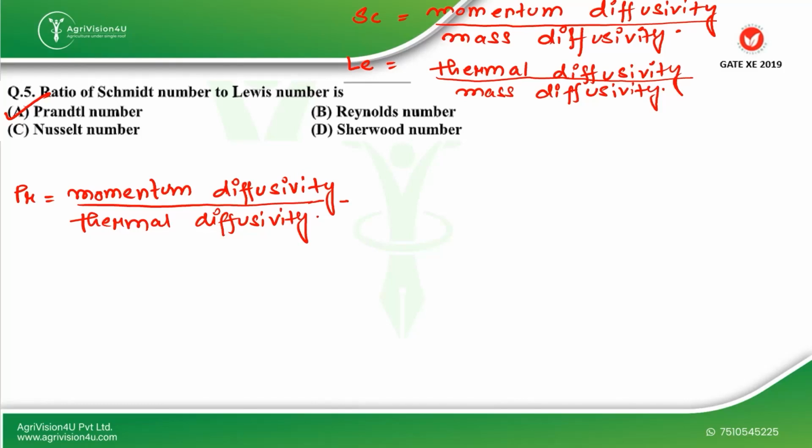So we can say that Schmidt number divided by Lewis number is momentum diffusivity by thermal diffusivity, which is the Prandtl number. Schmidt number is momentum diffusivity by mass diffusivity, and Lewis number is thermal diffusivity by mass diffusivity. So we have divided both of them and we got the Prandtl number. So over here my correct option is A.